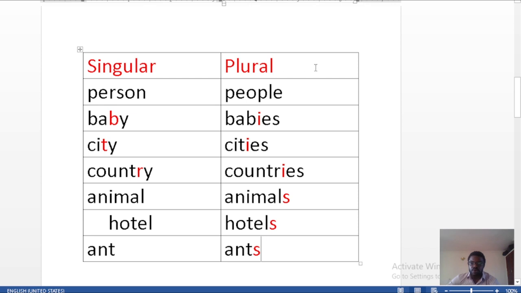Singular and plural. Person, the plural for person is people. Baby is a singular noun. The plural for baby is babies. City, cities. Country, countries. Animal, animals. Hotel, hotels. Okay? Ant, ants.